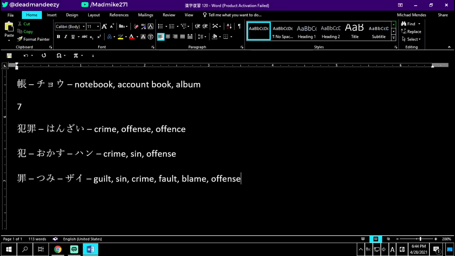Zai, as seen in hanzai, a crime and offense. Hanzai desu.